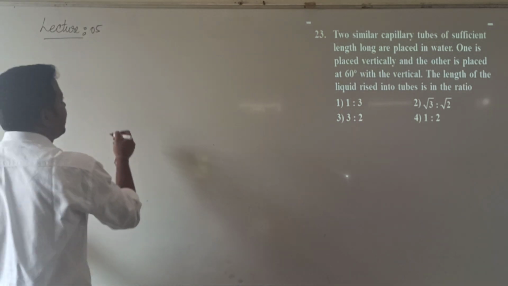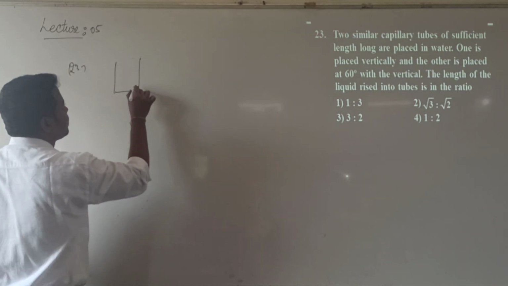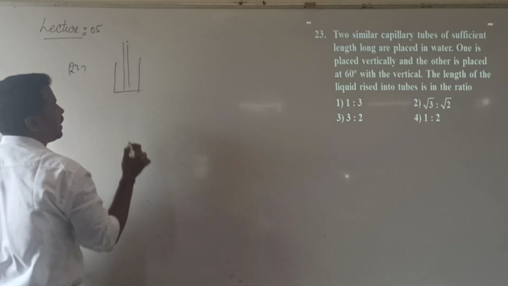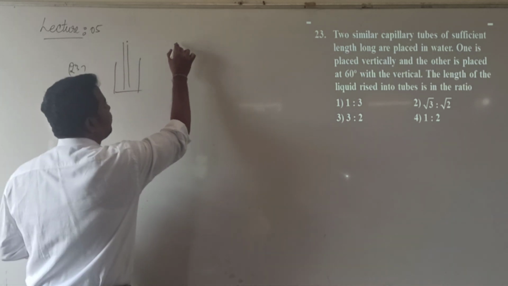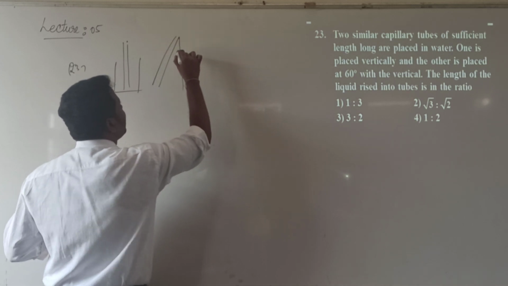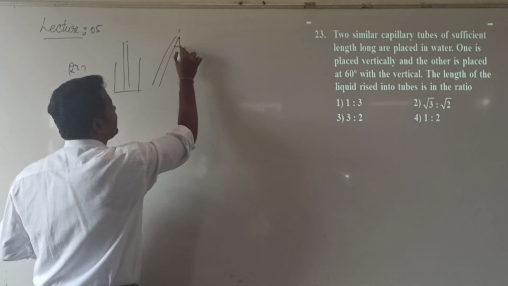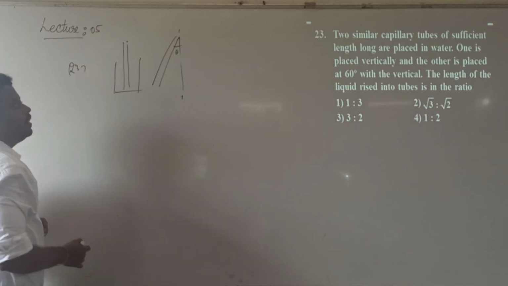Two similar capillary tubes are there. Question number 23. The first tube is dipped vertically. And the second tube, how is it dipped? Both are similar only, but the second tube is inclined at an angle. If this is the vertical, it is inclined at an angle theta with the vertical.